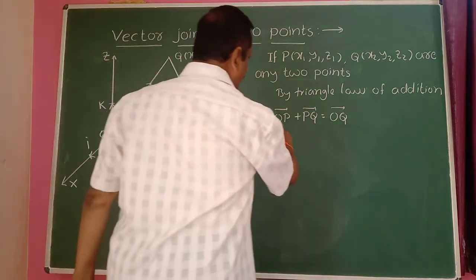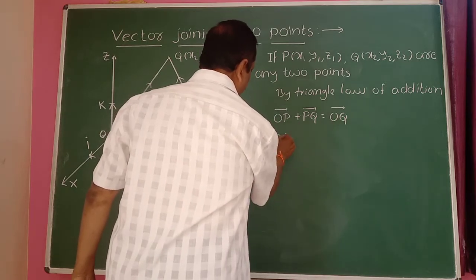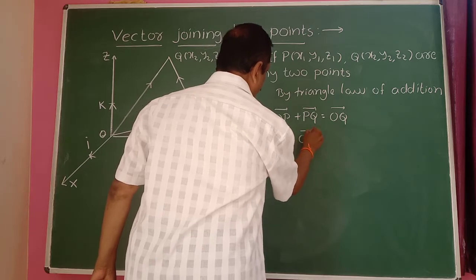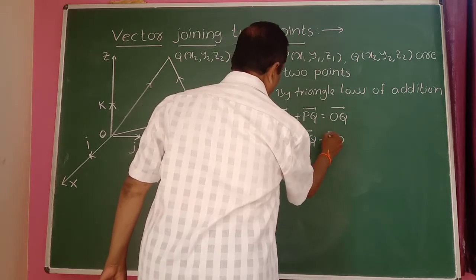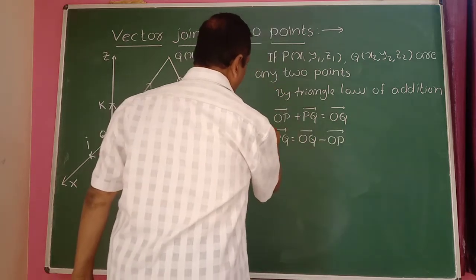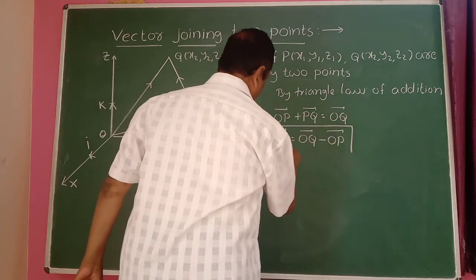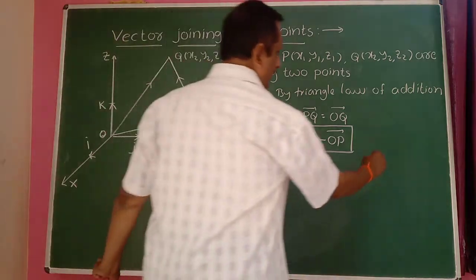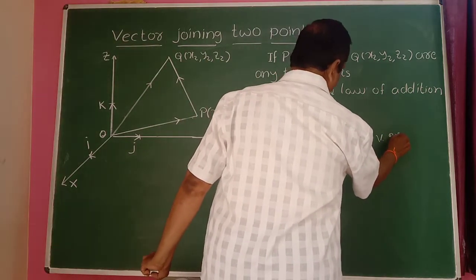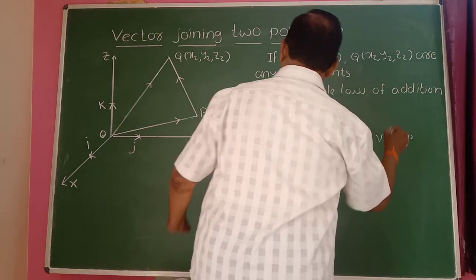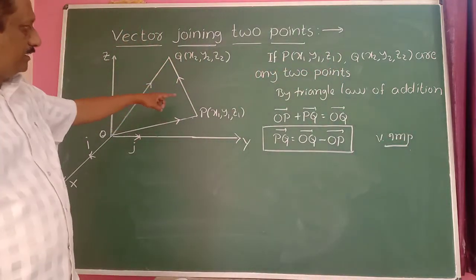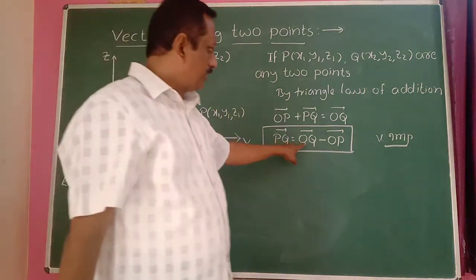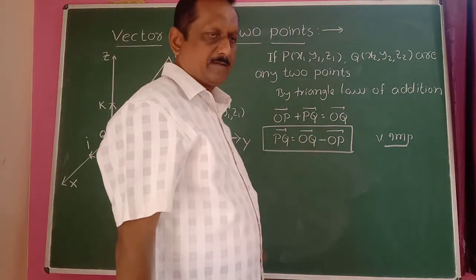Take OP to the right hand side. Here PQ bar is equal to OQ bar minus OP bar. So this is a very important result because we use this result the most. Remember it. If P and Q are two points and you want the vector PQ, in that case we can use OQ minus OP.